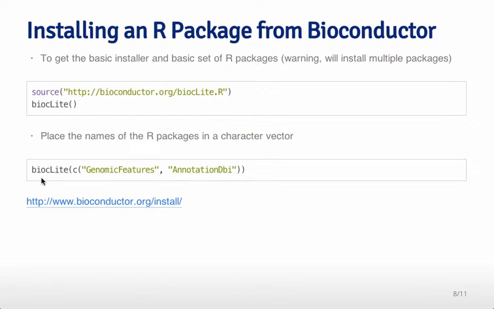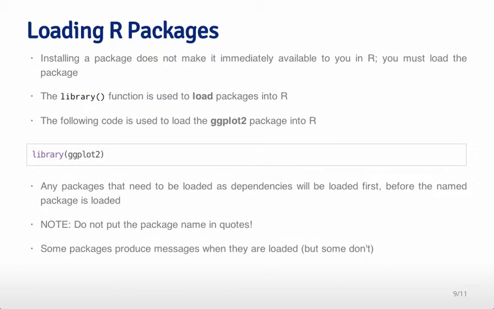Then the next time, if you want to install a specific package, you do it just like you do with install.packages. You type biocLite and then c parentheses and then each package name in quotation marks separated by a comma. So that's how you install packages like that.